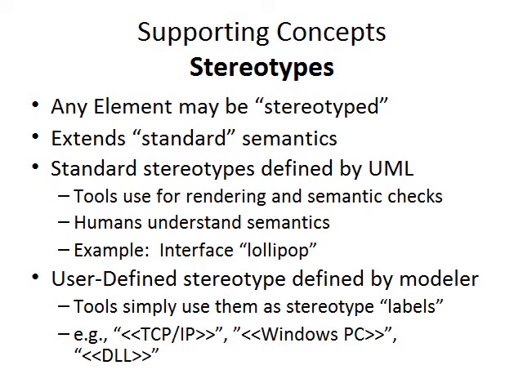TCP/IP might label a connection between two elements. Windows PC might label a node in a deployment diagram to further indicate that it's not just a node, it's the type of node that it is, it's a Windows PC. DLL might indicate that you have a dynamic link library. That might be a label, or a stereotype, on a component.